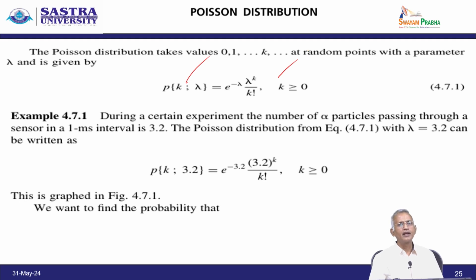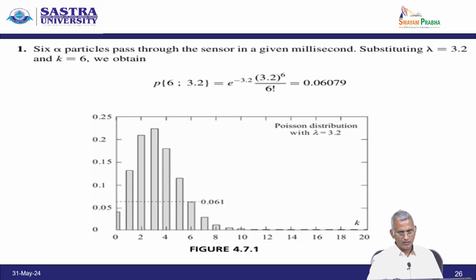In a certain experiment, the number of alpha particles passing through a sensor in a 1 minute interval is 3.2. So, the Poisson distribution with lambda equal to 3.2 can be written as P of k, 3.2 equal to e power minus 3.2 into 3.2 whole power k by k factorial. This is graphed in figure 4.71.